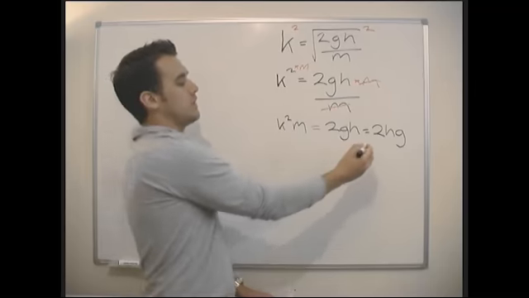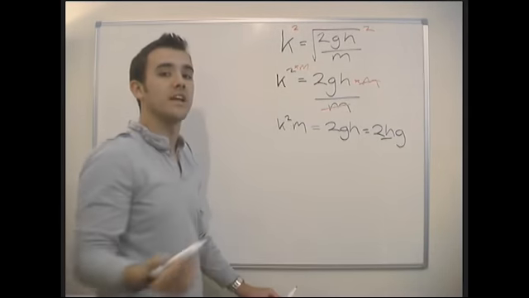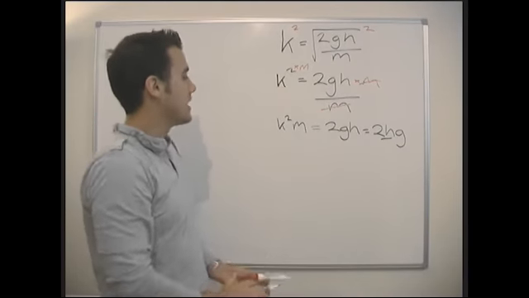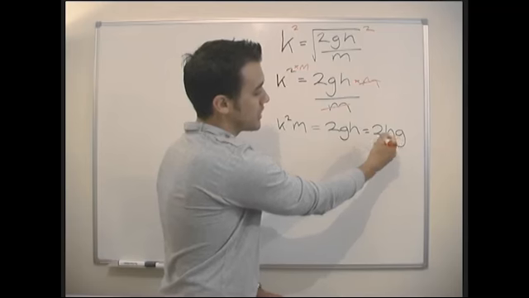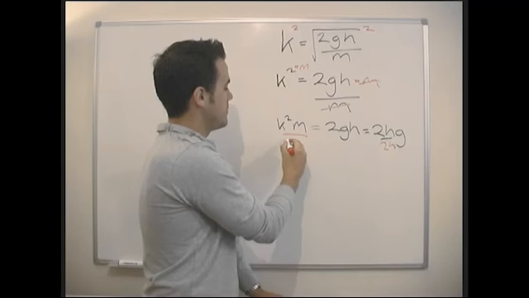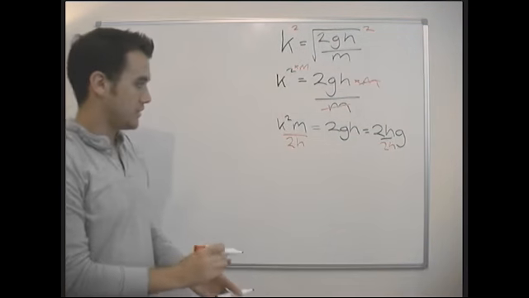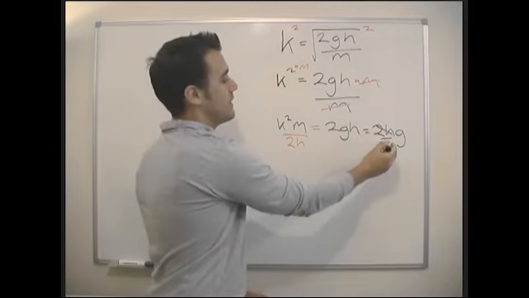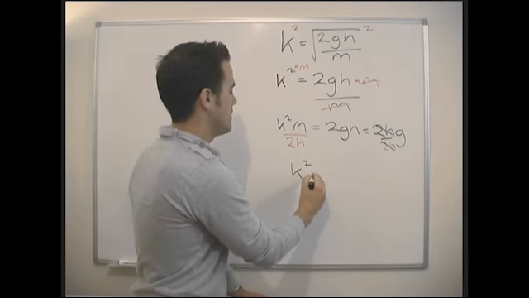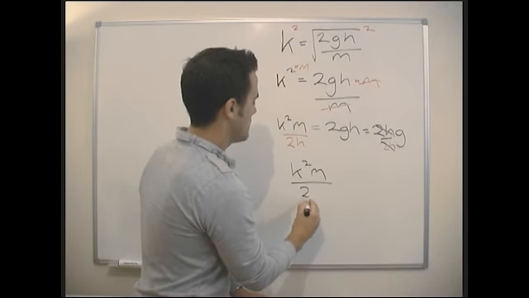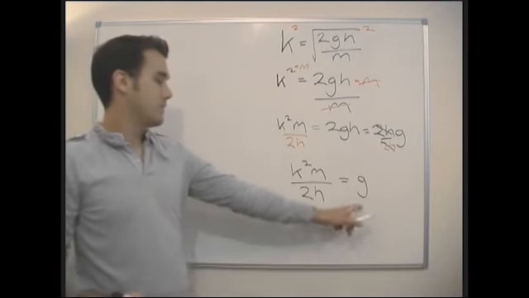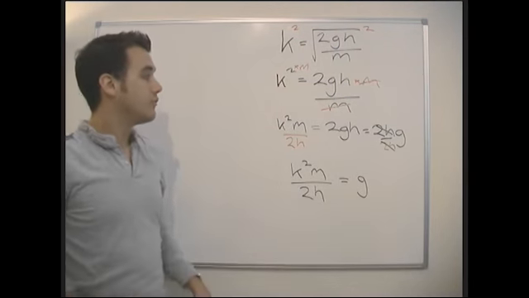Okay? Now we can deal with the 2h as one thing. We don't have to do two separate operations to get rid of it. So we can see straight away that what we want to do is divide both sides by 2h. Okay? Divide both sides by 2h. That will cancel it off of here. So we'll end up with k squared n all over 2h equals g. We've now rearranged it so g is the subject.